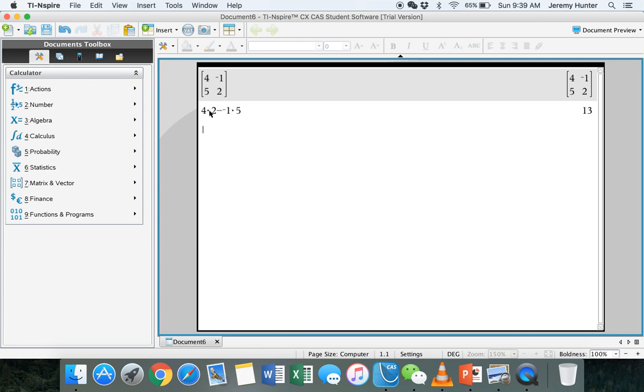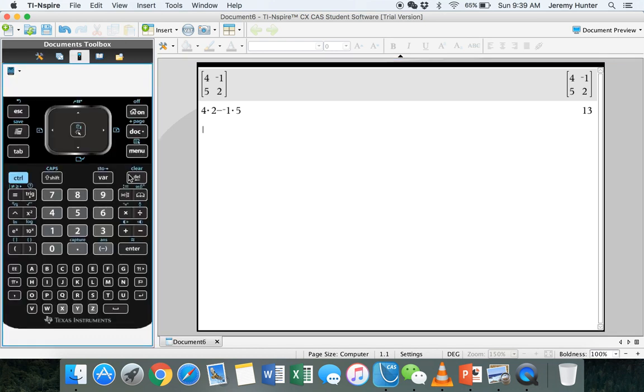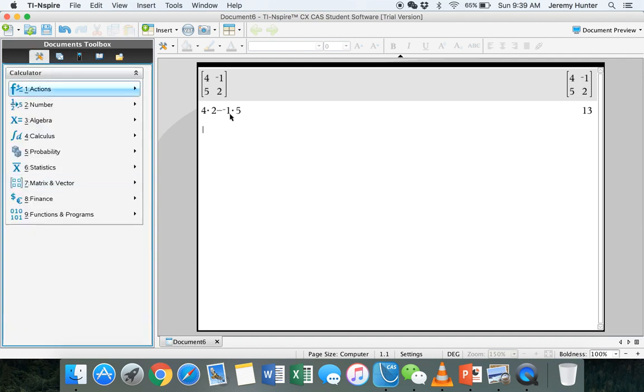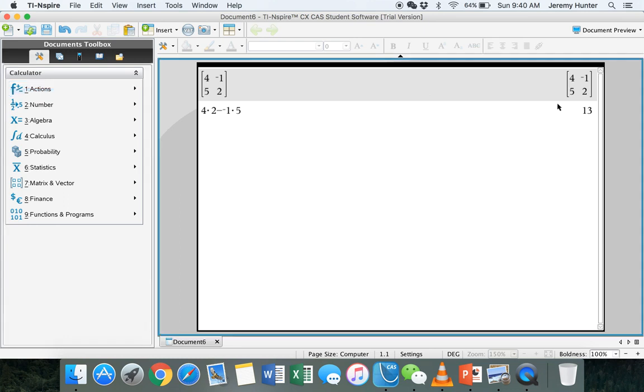You'll notice on the calculator that for multiplying, it does that little dot. So if we press the multiplication symbol, it does the little dot. Don't be confused if you think that's 4.2 take away negative 1.5. It's 4 times 2 take away negative 1 times 5. So 8 take away negative 5 is 8 plus 5, which is 13. So we've determined that the determinant of this 2 by 2 matrix is 13.